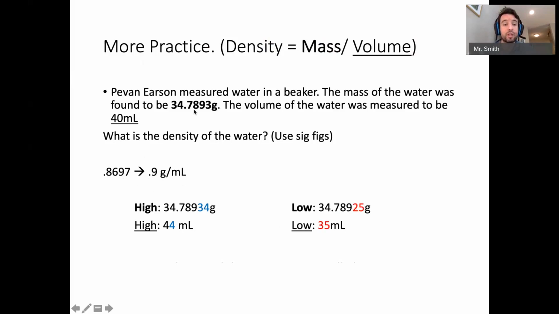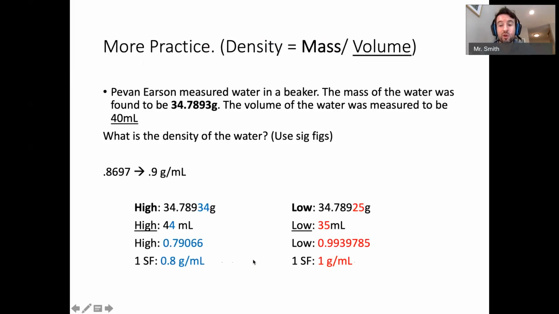And then I can do the same thing with the volume. To round to 1 sig fig for 40, it could be as high as 44 and round down to 40, or it could be as low as 35 and it would round up to 40. And then if you take the high numbers and the low numbers, you get a range, and that range is anywhere from 0.79 to 0.99. So again, a very, very wide range of possible answers here.